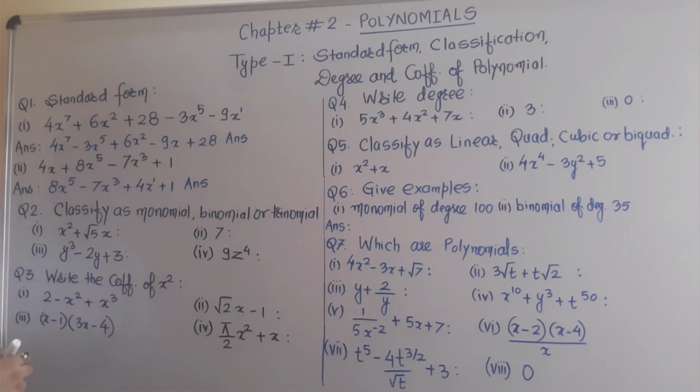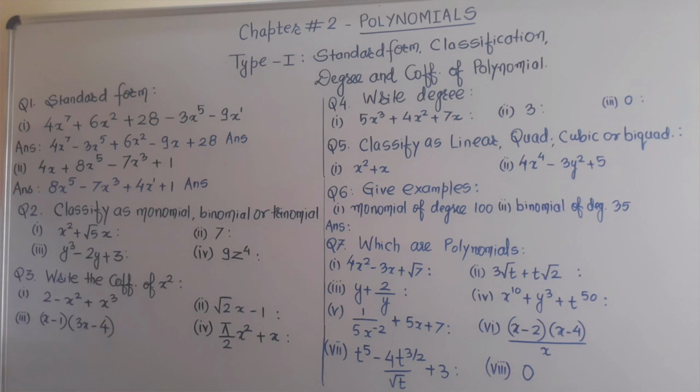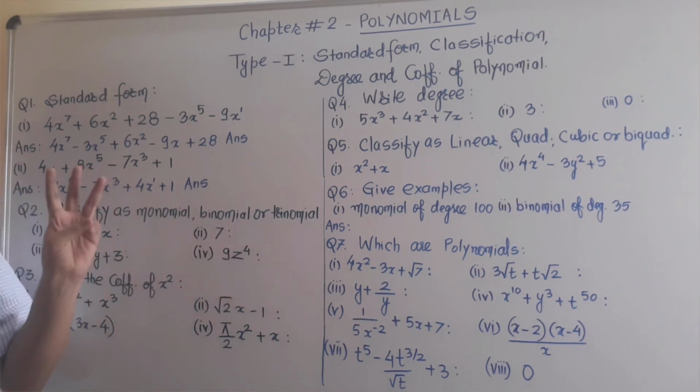Now we are going to start the second question. Questions are very small, so I am going a little fast. Question number 2 is given: classify as monomial, binomial or trinomial. You know that classification already, we have seen it in the presentation. Monomial means a polynomial which has only one term. Binomial means it has two terms, and trinomial means it has three terms.